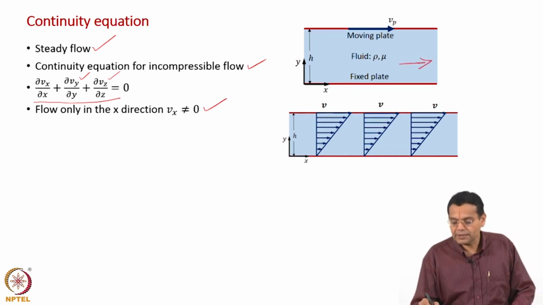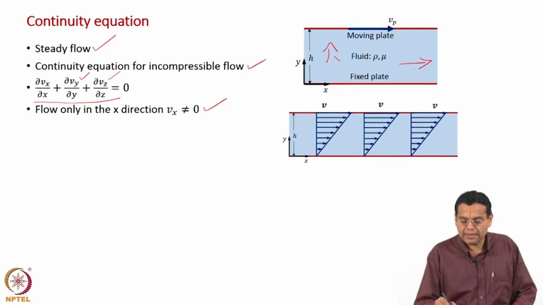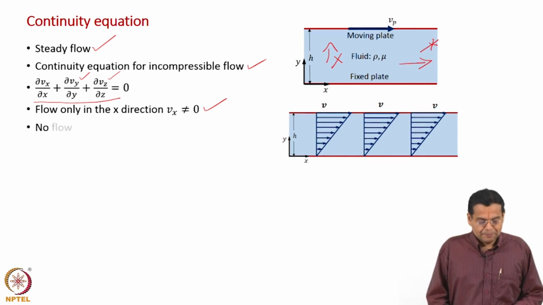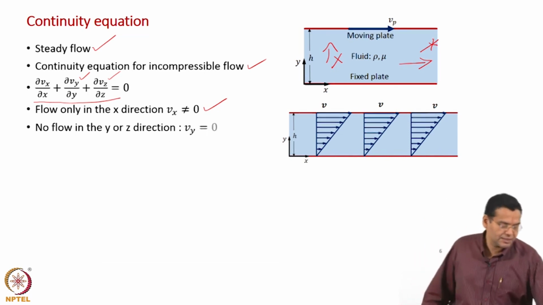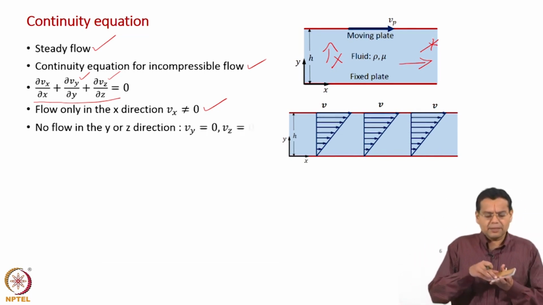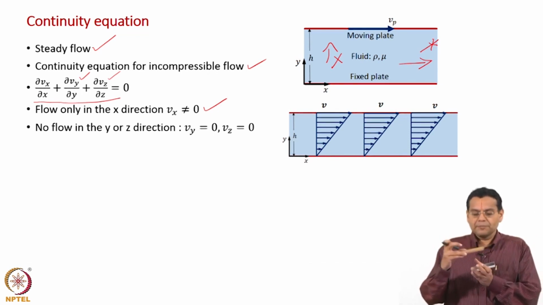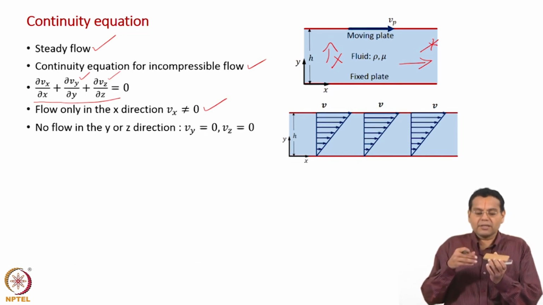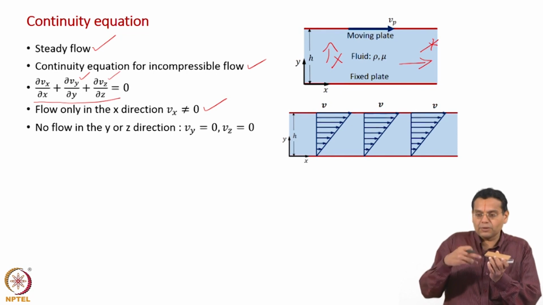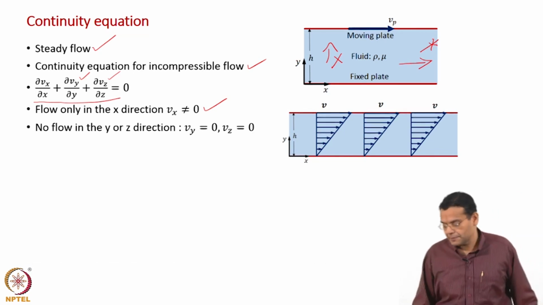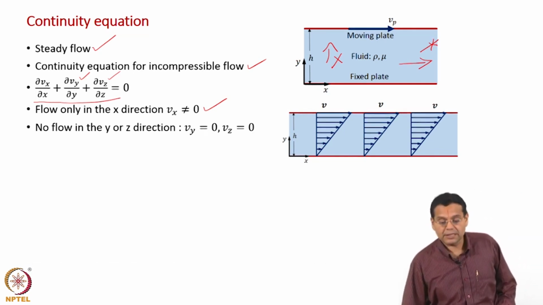I have flow only in the x direction, and in the y direction there is no flow, and in the z direction there is no flow. Okay. No flow in the y or z direction, that is also intuitively understandable, because you are setting the plate in movement in this direction. So, you expect the flow only in this direction. There is no driving force which can cause flow in the y direction or the z direction. So, no flow in the y or z direction, Vy equal to 0, Vz equal to 0.